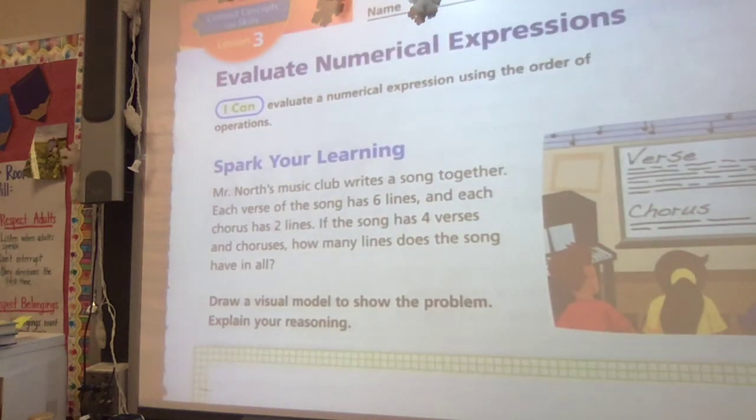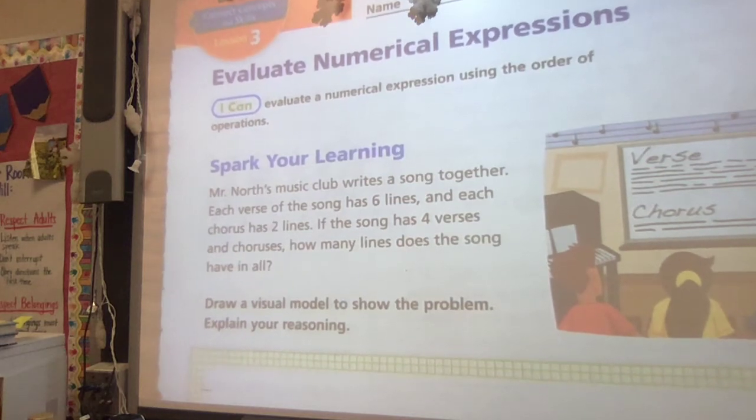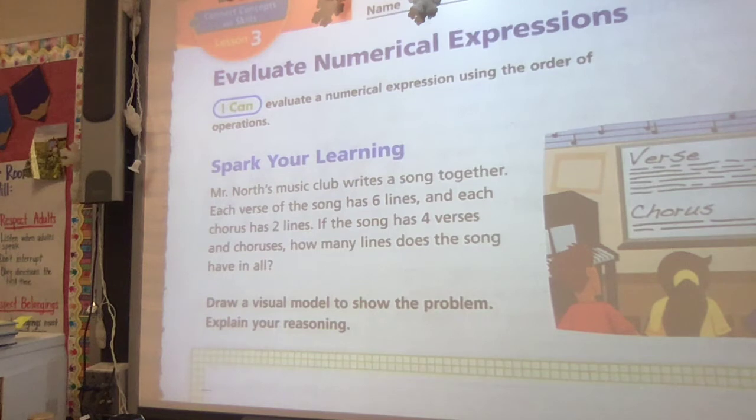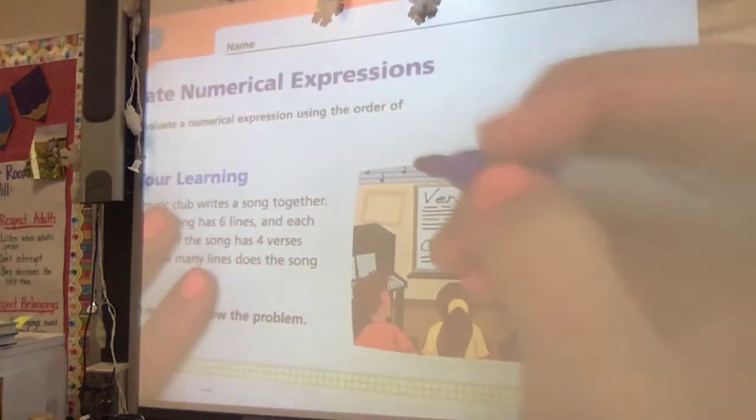So we are evaluating numerical expressions. That word evaluate just means solve, figure it out. So we are going to be solving these using the order of operations. We've talked about the order of operations a little bit, and I have a guide for you on Canvas that you can look at. And we can write what we think about when we do this right up here at the top.